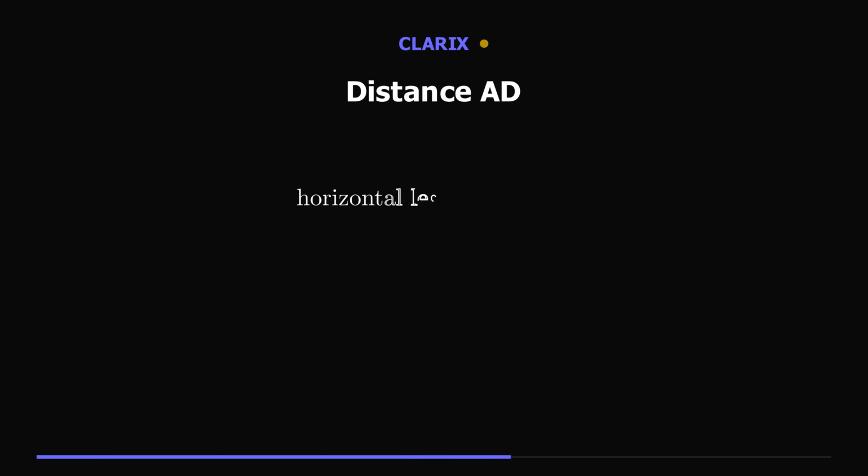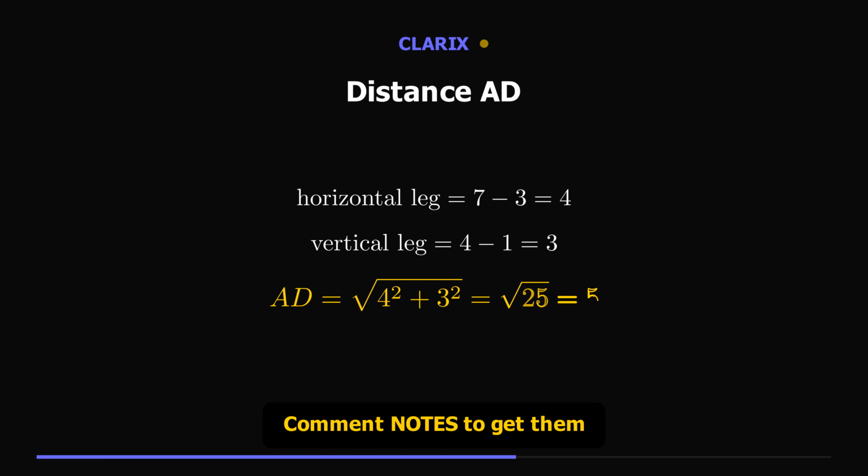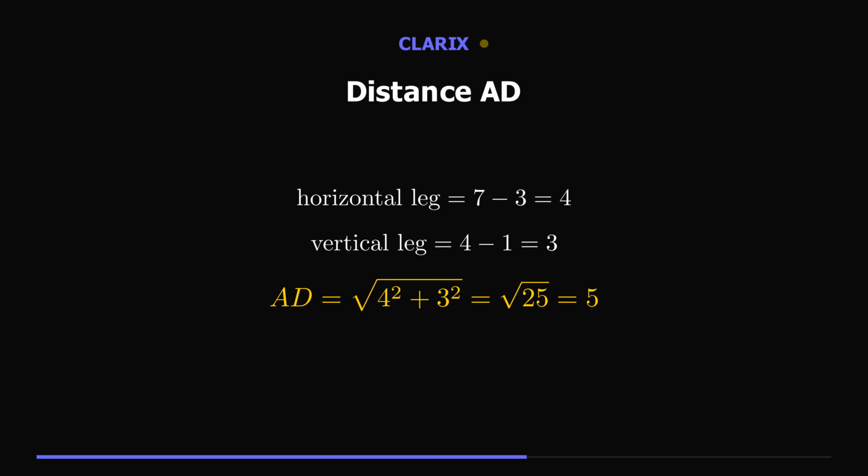The horizontal leg of that triangle is just the difference in the x-coordinates. 7 minus 3 is 4 units. The vertical leg is the difference in the y-coordinates. 4 minus 1 is 3 units.